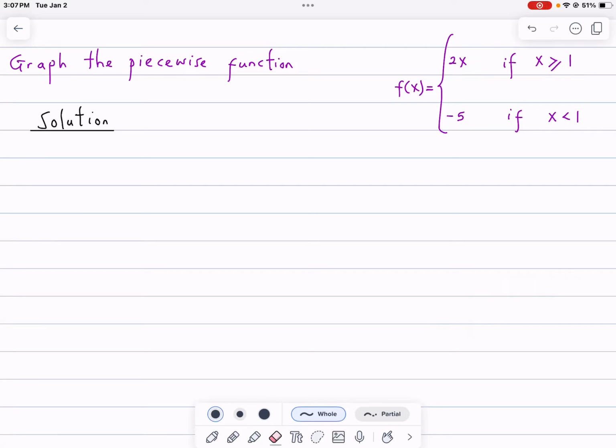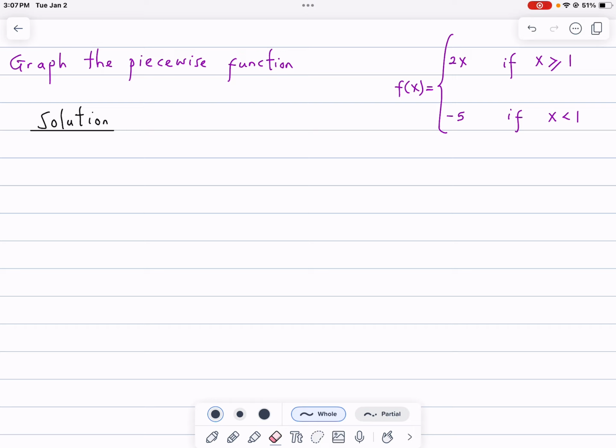Hello, let's graph this piecewise function. But before that, what is a piecewise function? A piecewise function is a function with multiple parts. In this example, this function has two parts.